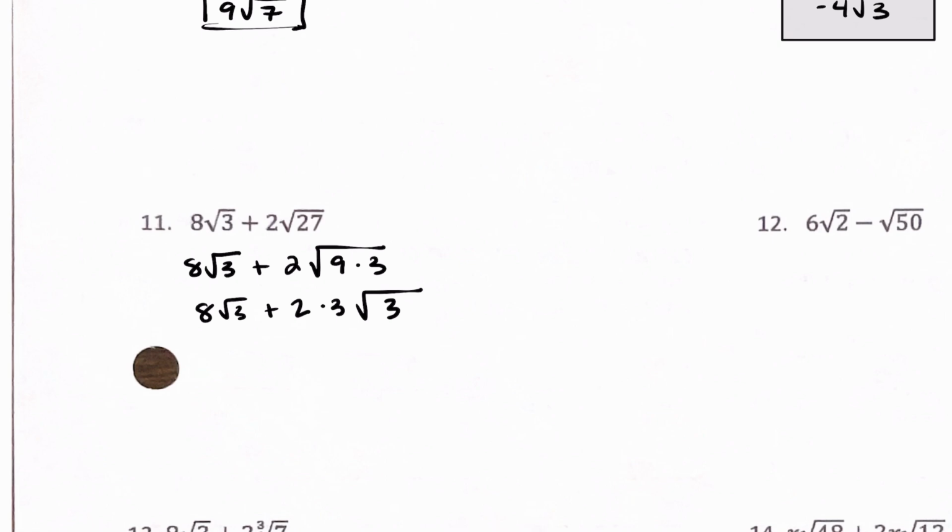So now what I'm going to do is simplify. I have 8 root 3 plus 2 times 3, that's 6 root 3. And guess what? I have the same indices, right? There's an invisible 2 here and there. And we both have the same radicand, so I can definitely combine these 2 terms. So 8 plus 6, that's 14. 14 root 3.